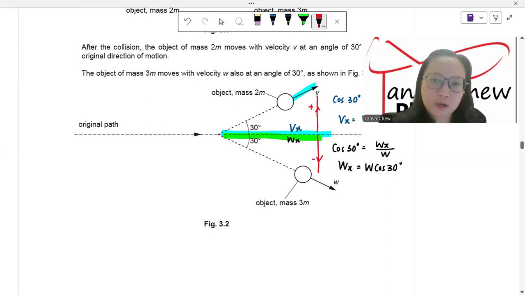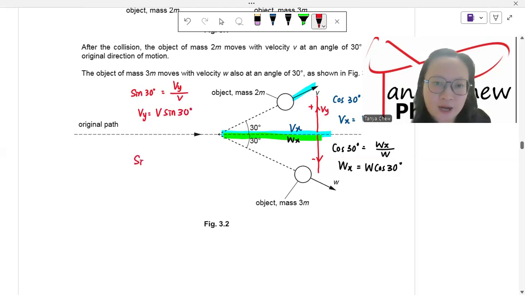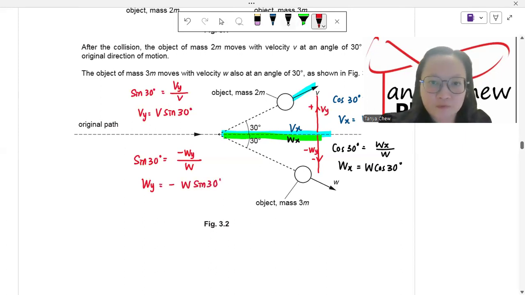I'll do it right here. For this one, I will use sine 30. Sine 30 is equal to Vy over V, so Vy is equal to V sine 30. Done. And what about W? Sine 30 is equal to negative Wy over W. That is why Wy is equal to negative W sine 30. And I'm done with that.